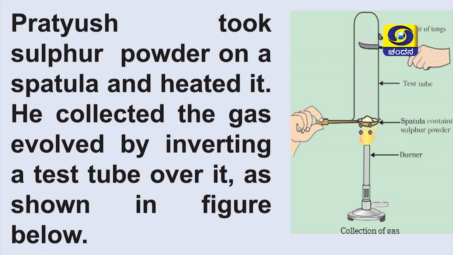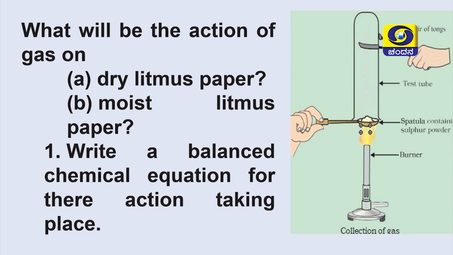Now there is another question. There was a boy, Pratyush, like you people. He took sulphur powder on a spatula and heated it. He collected the gas by inverting a test tube over it, as you can see in the diagram over there. Now your question is, what will be the action of the gas that was collected in the test tube on dry litmus paper and moist litmus paper? You have to think and answer, and you have to write a balanced chemical equation for the action that is taking place.